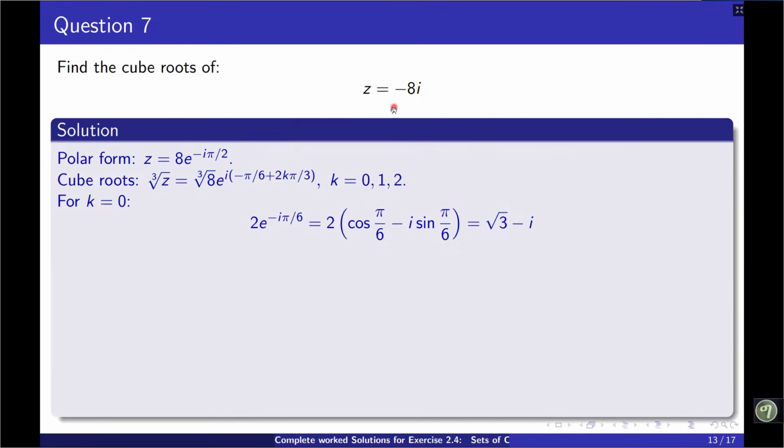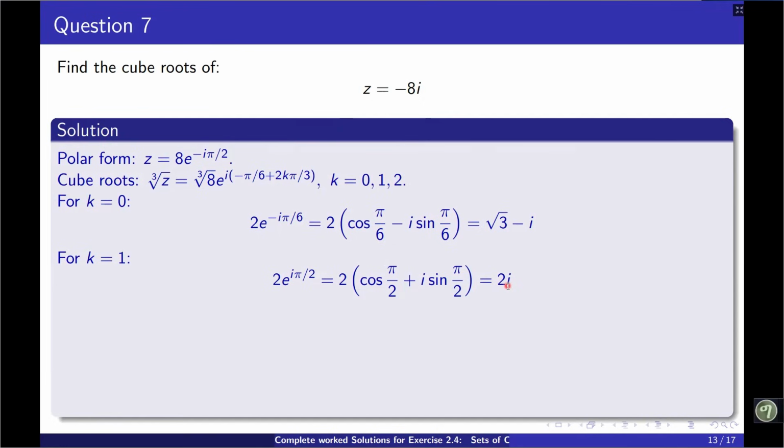Similarly, when we take k equal to 1, it becomes e to the power of i pi over 2, which is equal to 2 times cosine of pi over 2 plus i times sine of pi over 2. Cosine of pi over 2 is 0, but sine of pi over 2 is positive 1, so the second cube root of this complex number could be positive 2i, which is pure imaginary.